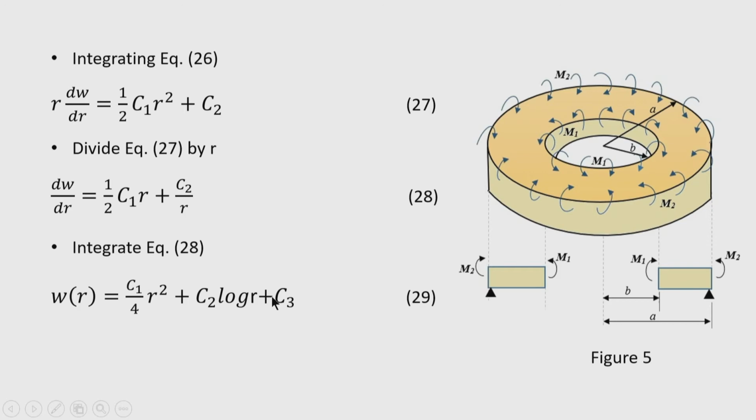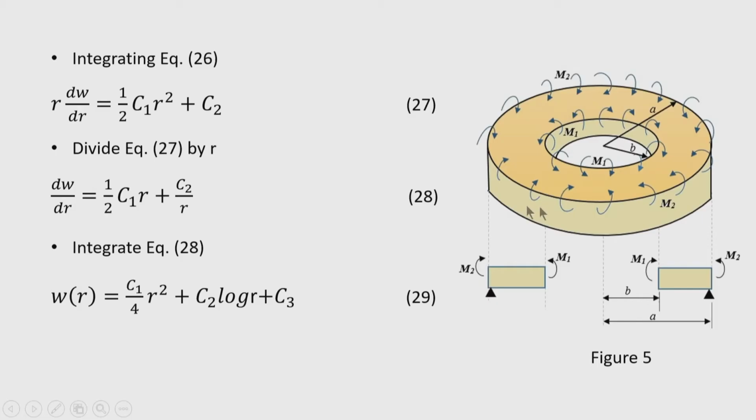Now, here we are getting 3 constants of integration as expected after final integration, and these 3 constants have to be found out by applying the boundary conditions at the edges. Let us consider the edges are simply supported. So, that means at the outer edge a moment M2 is applied and at the inner edge M1 is applied, and in the region 0 to b there is no material, that is a hollow portion of the plate.